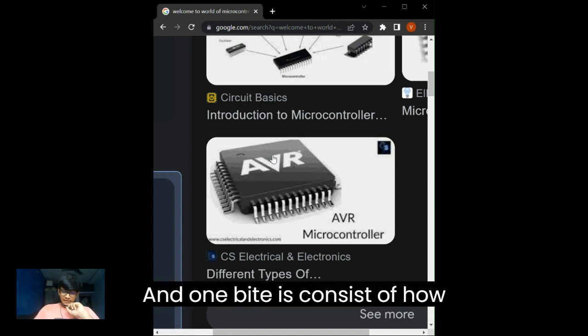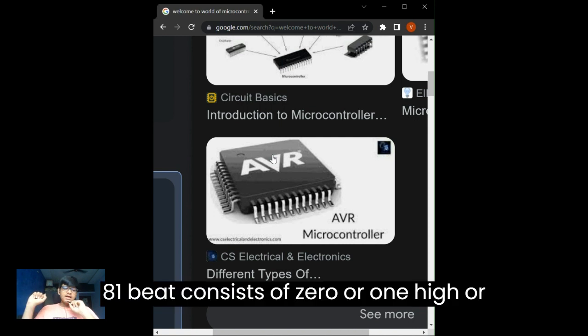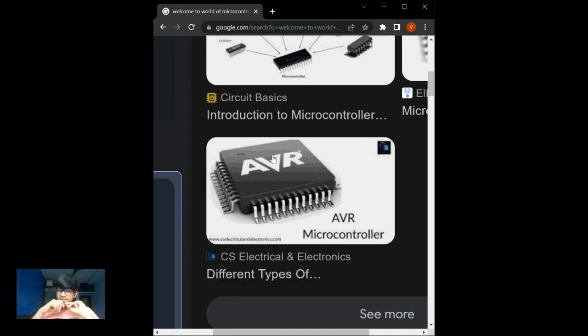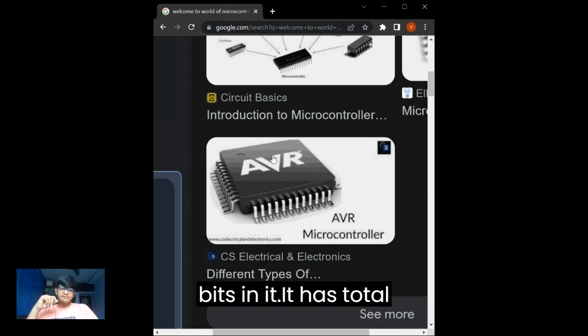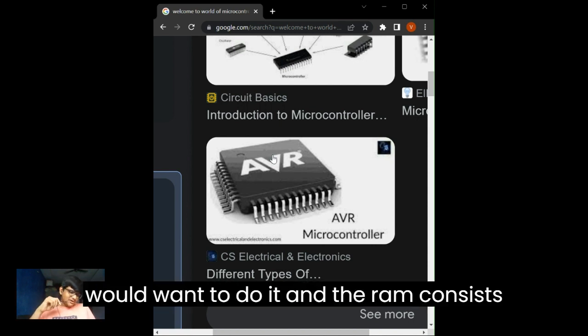Okay, you understand, it has 4 KB, meaning kilobytes. Kilo means 1024 bytes. Okay, and one byte consists of how many bits? 8 bits. So one bit is zero or one, a high or low signal. So you can imagine how much information we can store in the form of bits in it. Okay, so it has a total of 4,000. You can calculate it; I don't want to do it.